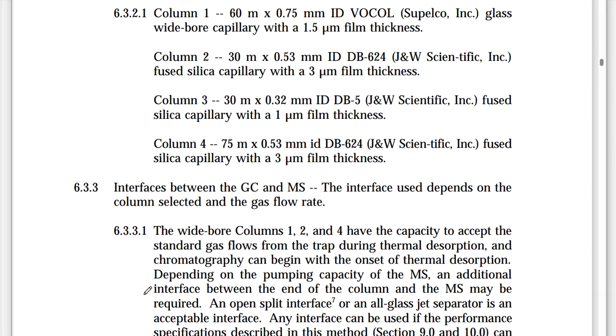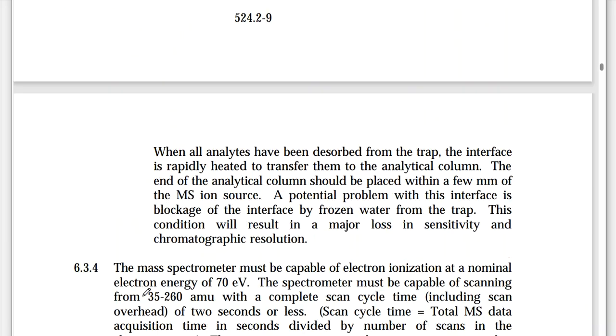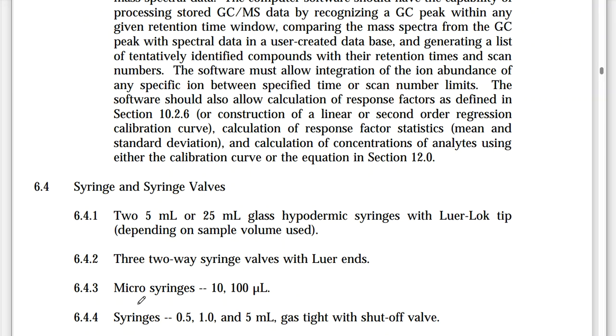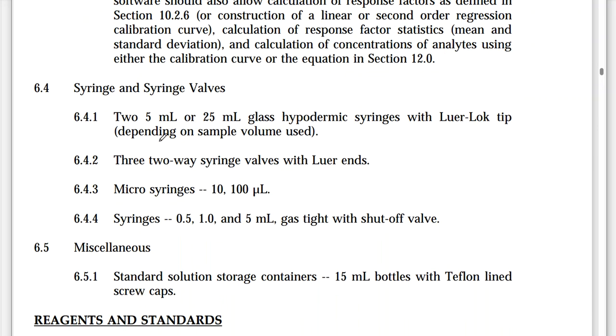All right, so 6.3 is still the GC-MS. 6.4 are syringes and syringe valves. It talks a little bit about the syringes, which are going to be doing the injection of the sample into the instrument. It'll also cover syringes that you are using throughout the lab procedure. Notice it even says gas tight with shutoff valves. So those are going to be something we're going to need for this particular experiment in some form or fashion. Why?